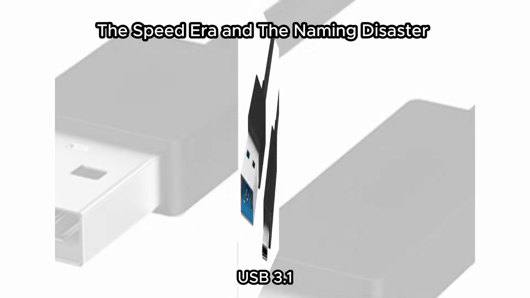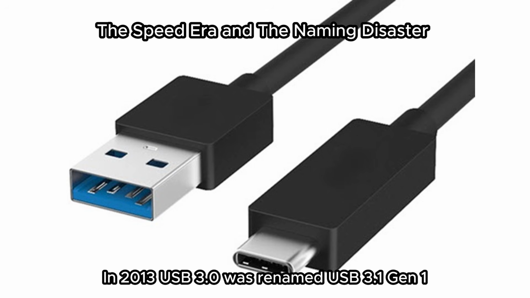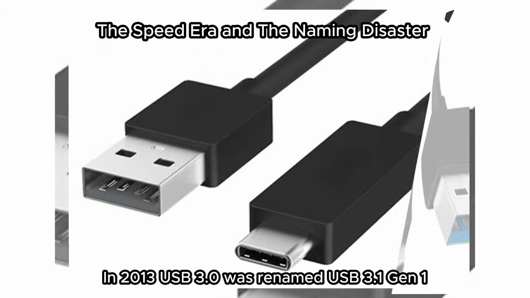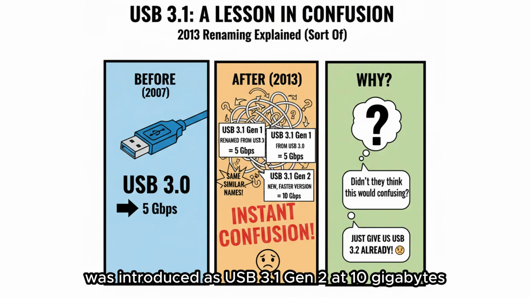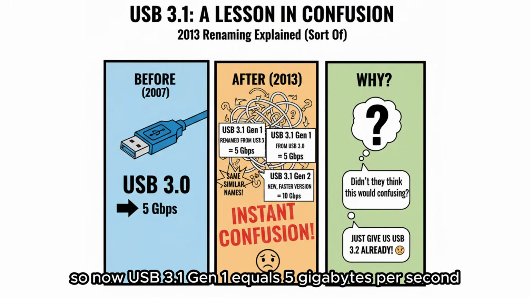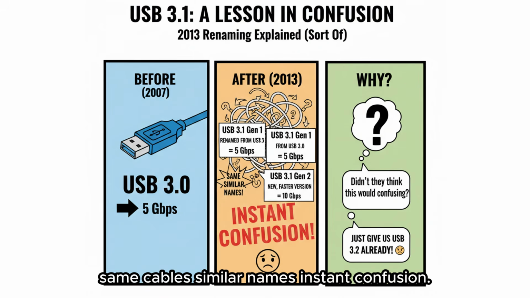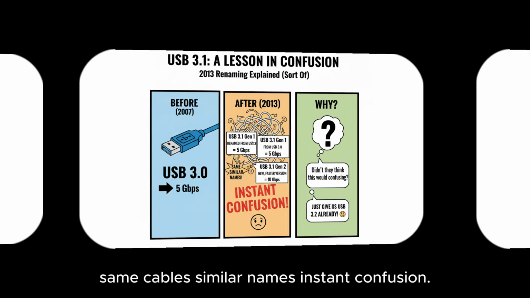USB 3.1. In 2013, USB 3.0 was renamed USB 3.1 Gen 1, and a new faster version was introduced as USB 3.1 Gen 2 at 10 gigabytes per second. So now, USB 3.1 Gen 1 equals 5 gigabytes per second, USB 3.1 Gen 2 equals 10 gigabytes per second. Same cables, similar names, instant confusion.